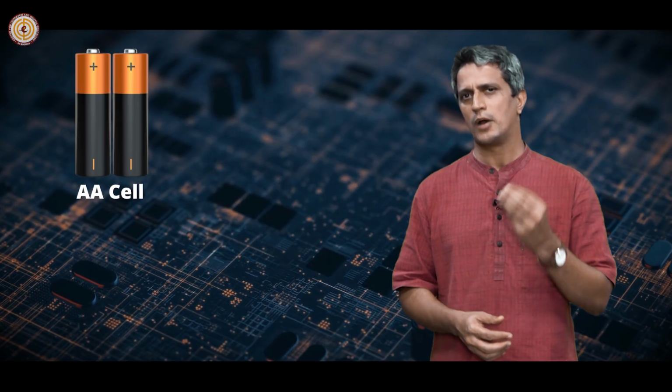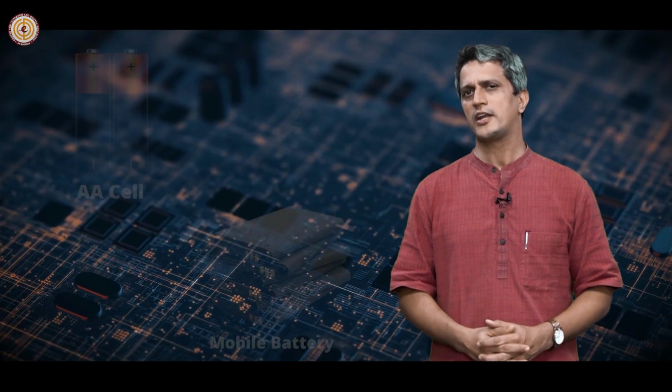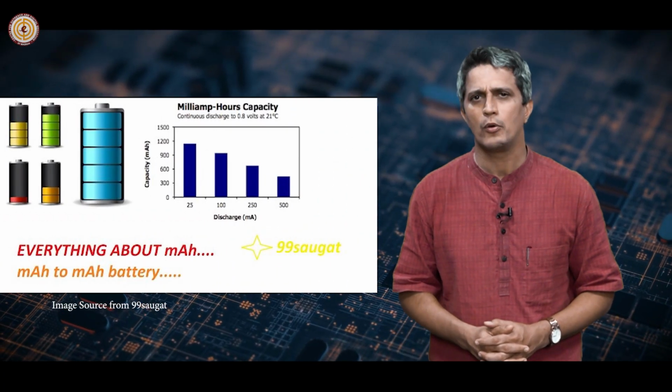When you talk about a battery, you always find a certain kind of rating numbers written out there. Whether it's a small AA cell or it's a mobile battery, it's all very similarly rated in terms of some milliamp hours. Now what is this milliamp hour? Why did they choose milliamp hour as a rating for a battery? Again, we are going to study that in great detail.